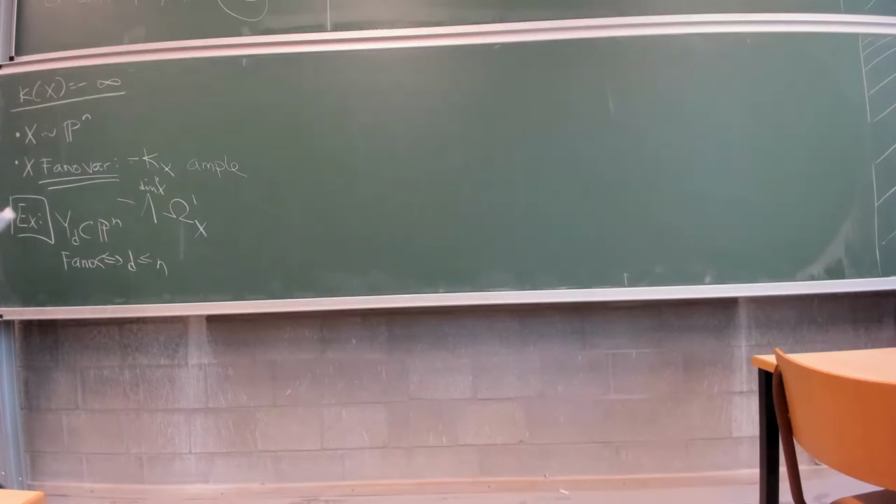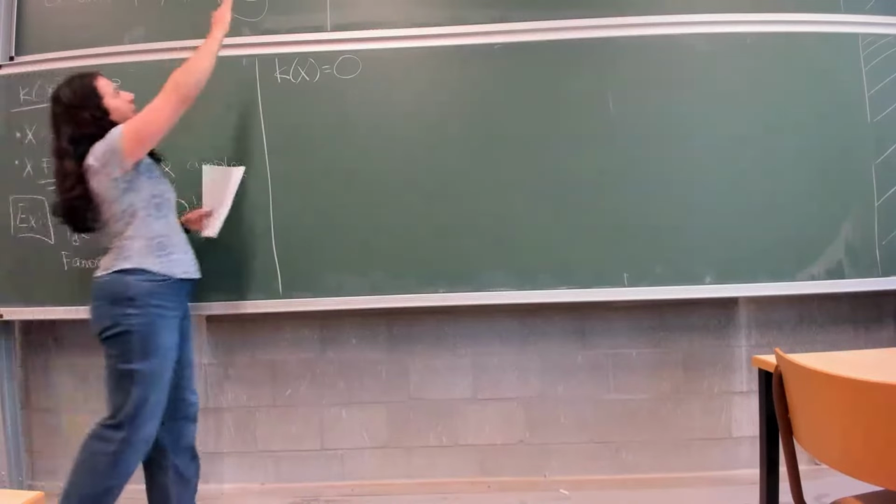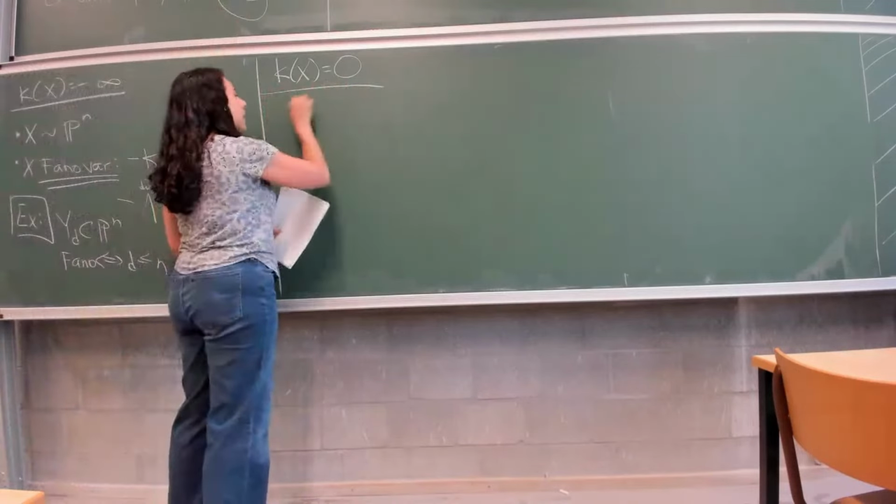So these were my positive curvature examples. If I'm thinking about what are my flat examples, I said that Kodaira dimension 0 is supposed to be things that are flat, in some hand-wavy sense of the word flat. So what do I have in here? Well, as I said, if I'm looking at curves, I have elliptic curves, which were these genus 1 curves.